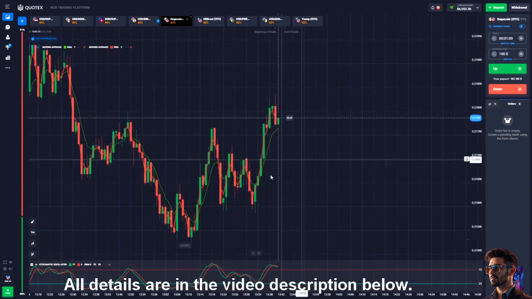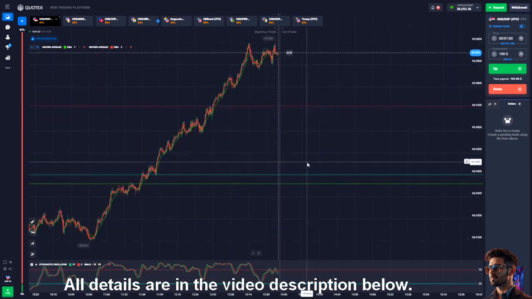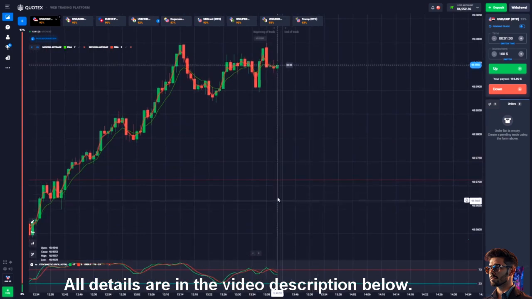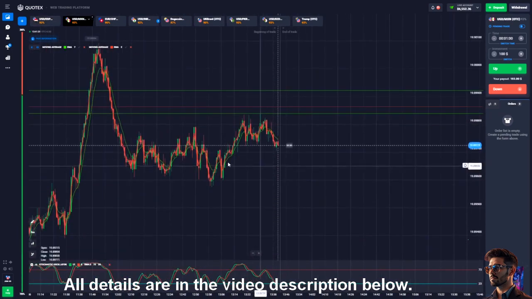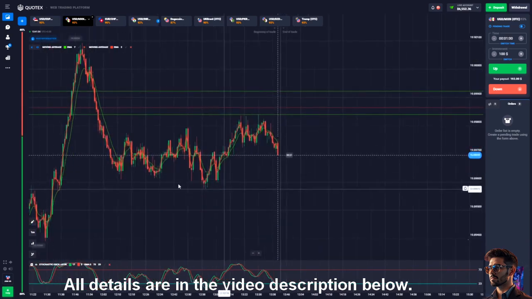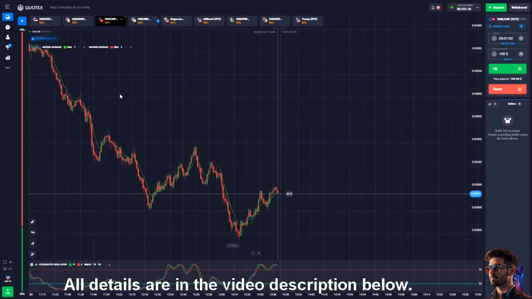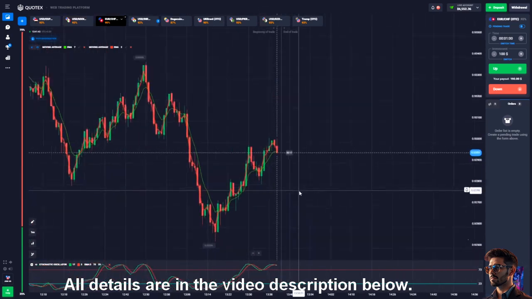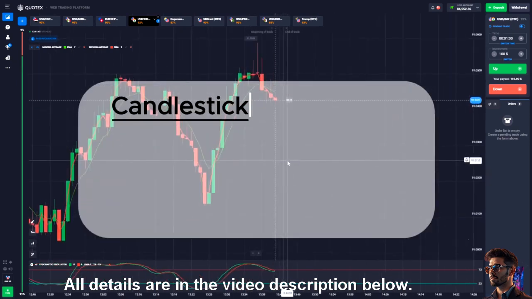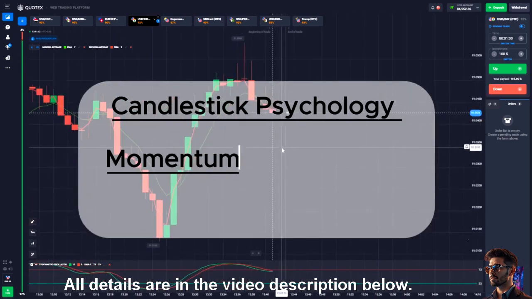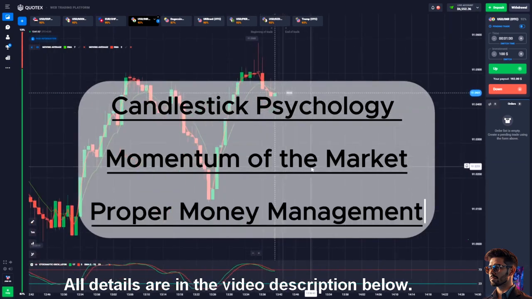So let's take a few more trades. We'll take trades of $100, then we'll switch to $200 again after taking some trades, so that you can understand how we are taking trades and how you have to take trades as well. We have to check the candlestick psychology as well. We just don't have to blindly follow the indicator. We have to follow the candlestick psychology, the momentum of the market, and proper money management, and you end in a very good profit.